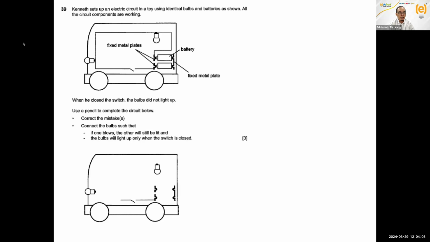Okay? Now let's take a look at this question very quickly. This is a very interesting question. It involves drawing. Kenneth set up an electrical circuit in the toy using identical bulbs and batteries as shown below. All the circuit components are working. When you close the circuit, the bulbs did not light up. So use a pencil to complete the circuit below. Correct the mistake. It's a 3-mark question.